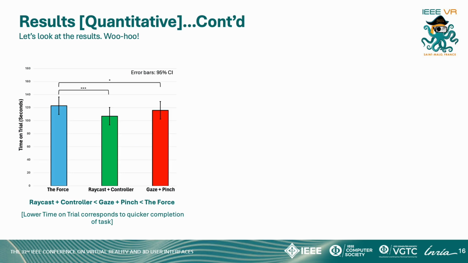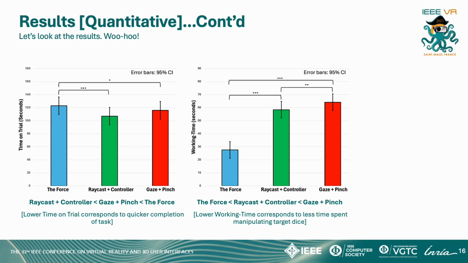Looking at the time on trial, it seems that while the force may be accurate, it definitely isn't as efficient as raycast plus controller or gaze plus pinch, with users taking 5 to 10% longer to complete a trial. Now, where it gets interesting though is when we look at the time that was taken by participants manipulating the target dice. The amount of time spent manipulating the target dice was the least with the force than both the raycast plus controller and gaze plus pinch.